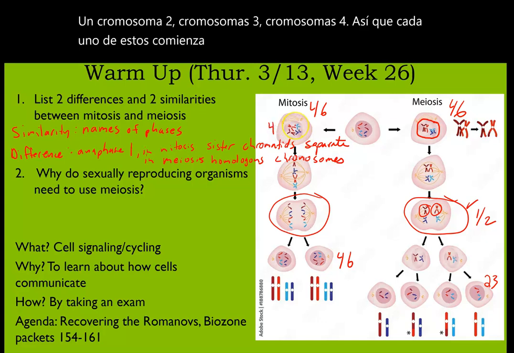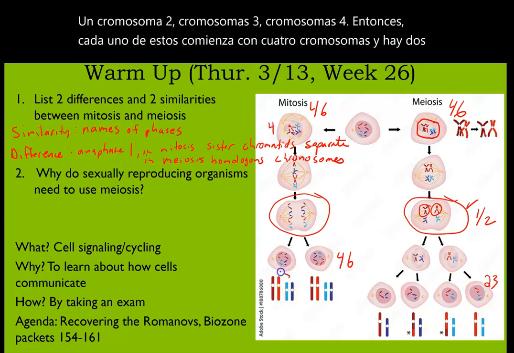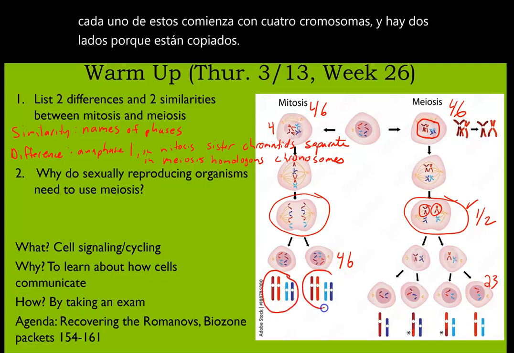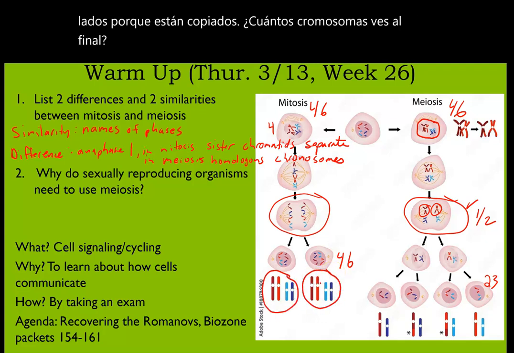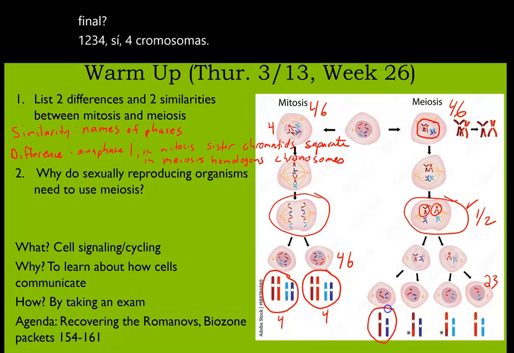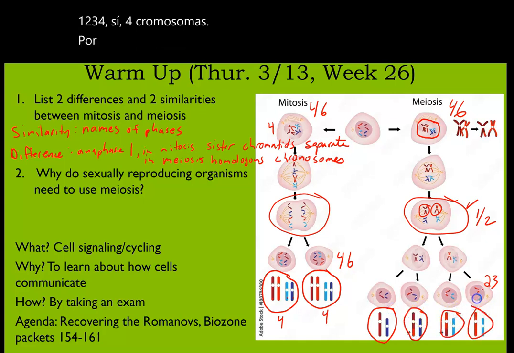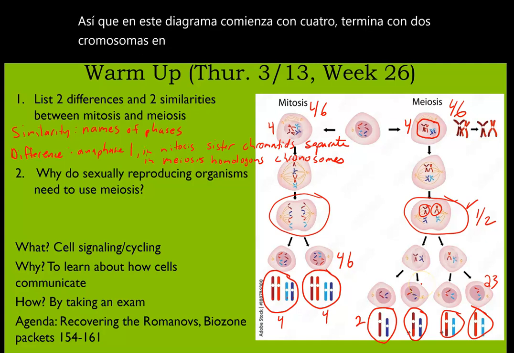And there's two sides because they're copied. How many chromosomes do you see at the end? 1, 2, 3, 4. Yeah, 4 chromosomes. Over here, how many do you see? 2. So in this diagram, it starts with 4, ends up with 2 chromosomes in each one.